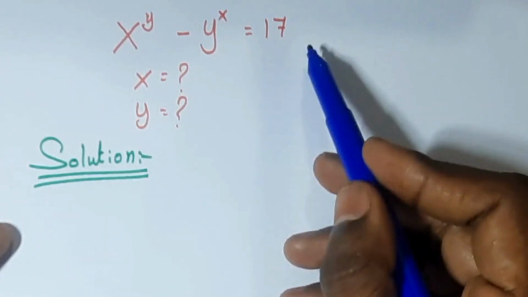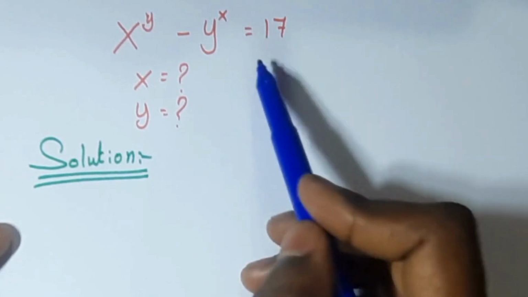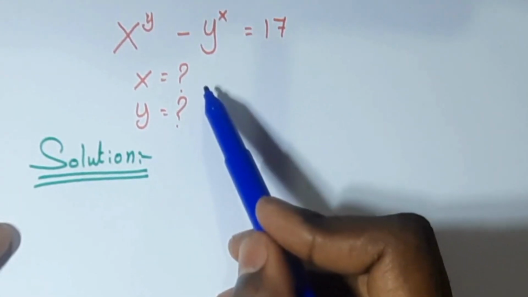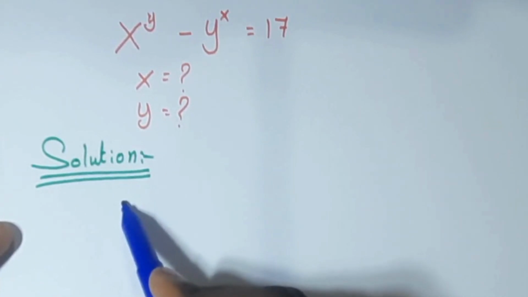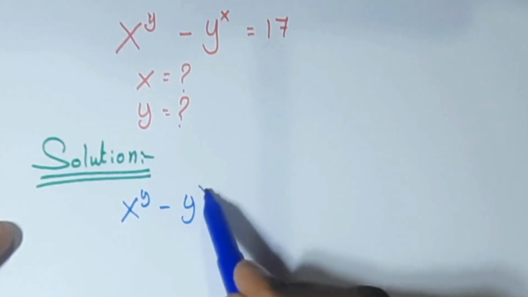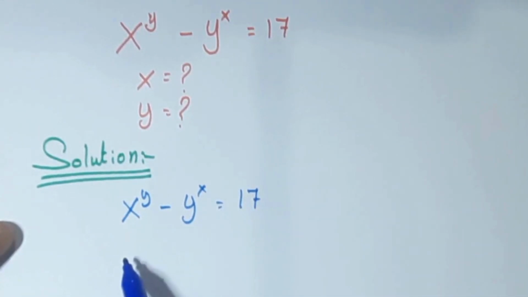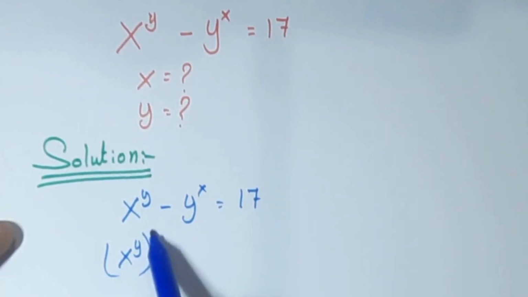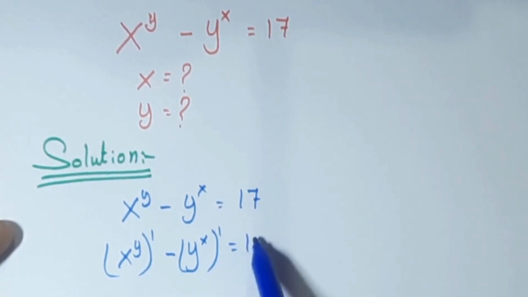Today we are going to solve this equation, which is x to the power of y minus y to the power of x equal to 17. We are going to find the value of x and y. The solution: now x to the power of y minus y to the power of x equal to 17. Now we can write it as x to the power of y whole power 1 minus y to the power of x whole power 1 equal to 17.